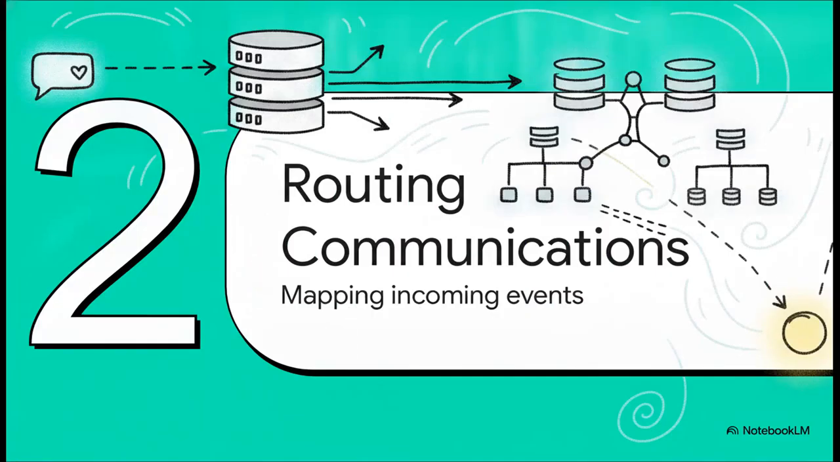Moving right along to Section 2, Routing Incoming Communications. Let's zoom in a bit and actually map out the flow of an incoming text message as it hits the appliance and hunts for its destination.